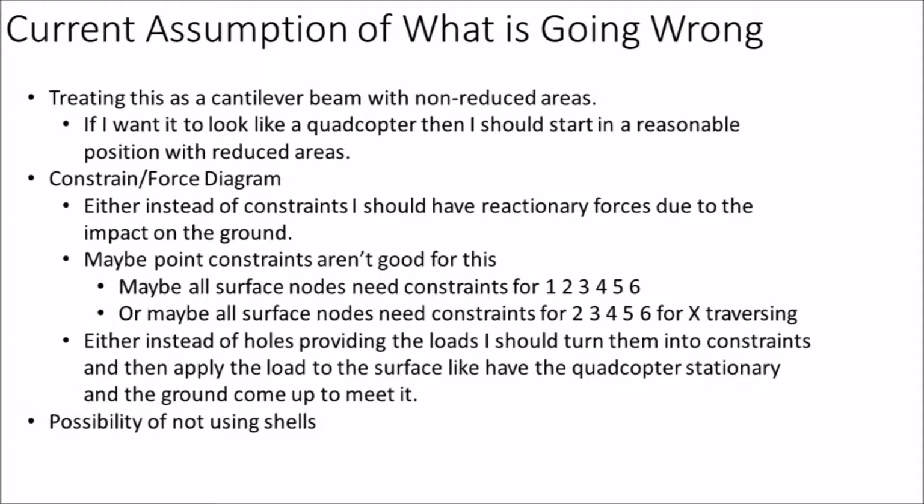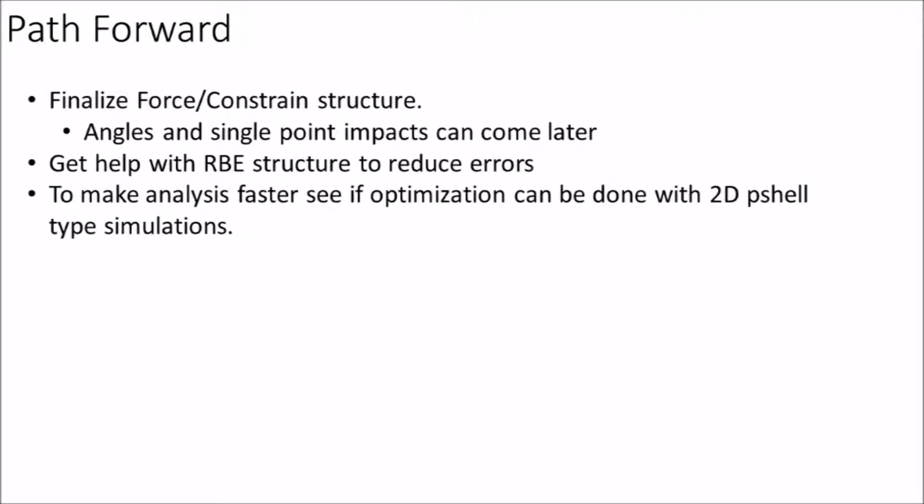The other assumption is that possibly I should reverse it and instead have constraints on the holes and then load it around the sides. For my path forward, I need to finalize the force constraint structure. Angles will come naturally afterwards. I need to get help with the RBE structure to reduce errors, and then to make the analysis faster, I need to see if the optimization can be done with 2D P-shell type simulations.